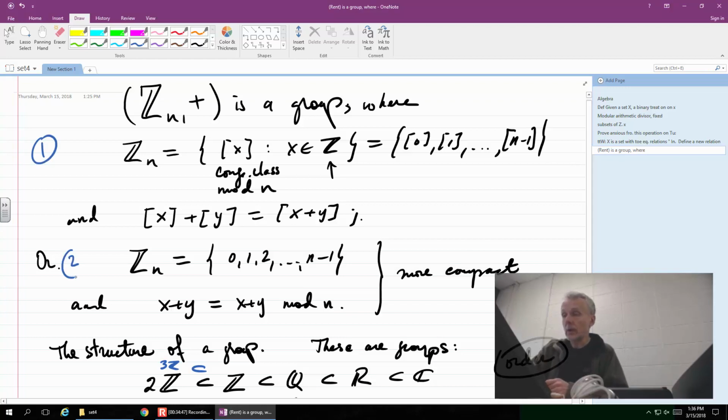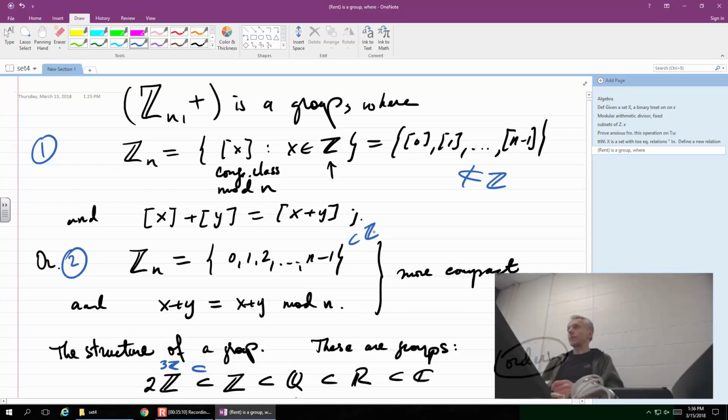So we have 1 and 2, interpretations of our group, and the first one certainly doesn't fit because it's made of entities of a very different nature. They're made of equivalence classes of integers rather than integers. So it's simply not a subset. This is not a subset of Z. Okay, but this one is. This is a subset of Z.